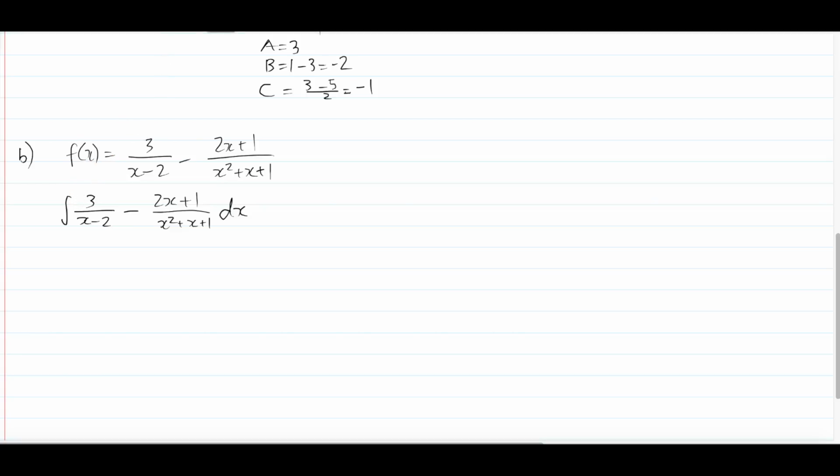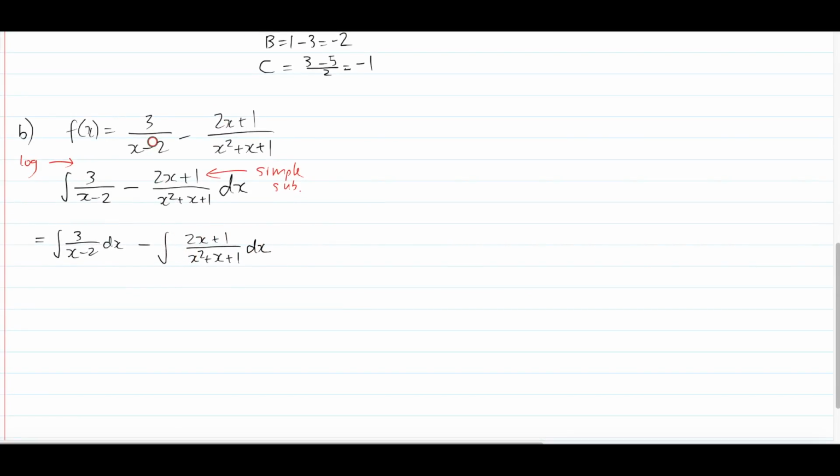So what happens here is the first one is a case of logs, and the second one is a case of simple sub. Remember simple sub? Yes, that was the one we learned before. So that's how you should tackle this question. And if you want to set out your working out nicely, separate them into two separate integrands: 3 divided by x minus 2 dx, minus (2x plus 1) over (x squared plus x plus 1) dx. Okay, so separate them into integrands, then anti-diff them separately.